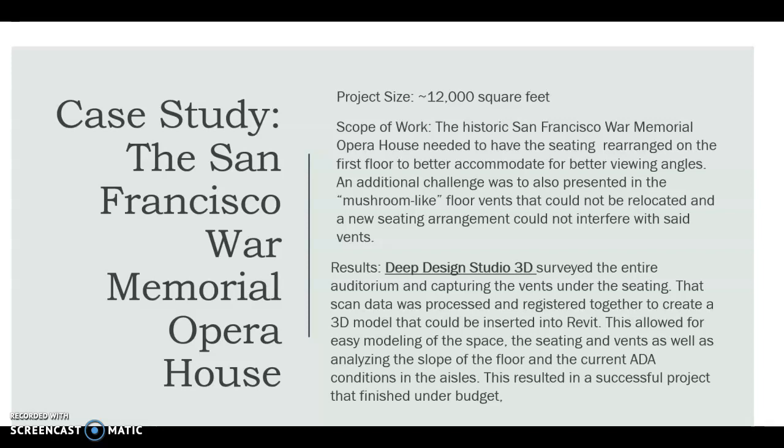So some results. The Deep Design Studio 3D surveyed the entire auditorium, this entire 12,000 square foot auditorium, capturing the vents under the seating in a data scan with advanced photography and cameras. This data was then processed and registered together to create a 3D model that could be inserted into, in this case, a Revit BIM file. This allowed for easy modeling of the space and the seating and vents, as well as analyzing the slope of the floor and whether the current ADA conditions in the aisles were met. And it resulted in a successful project that finished well under budget.